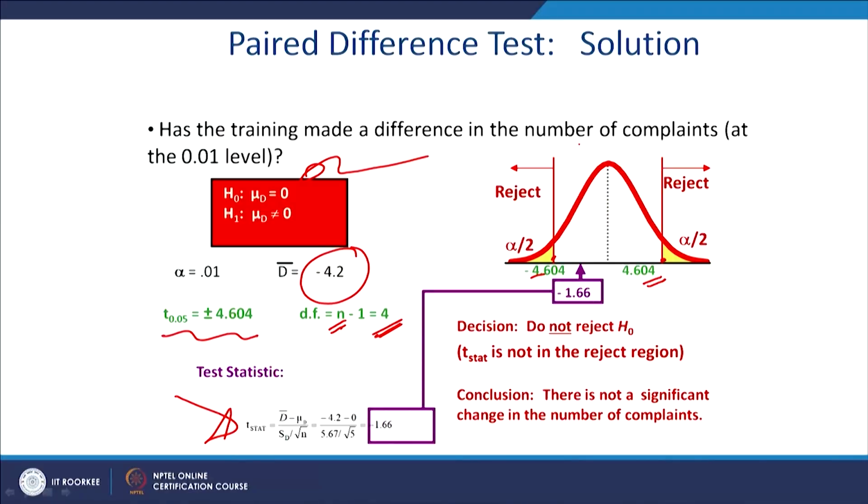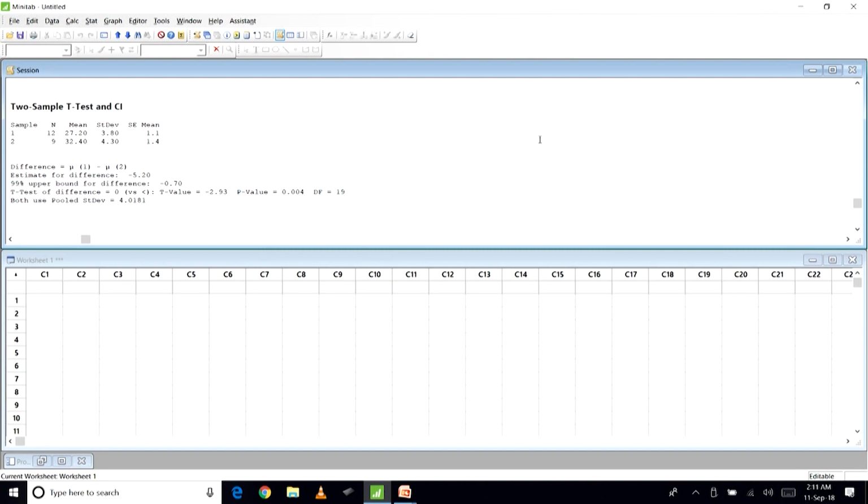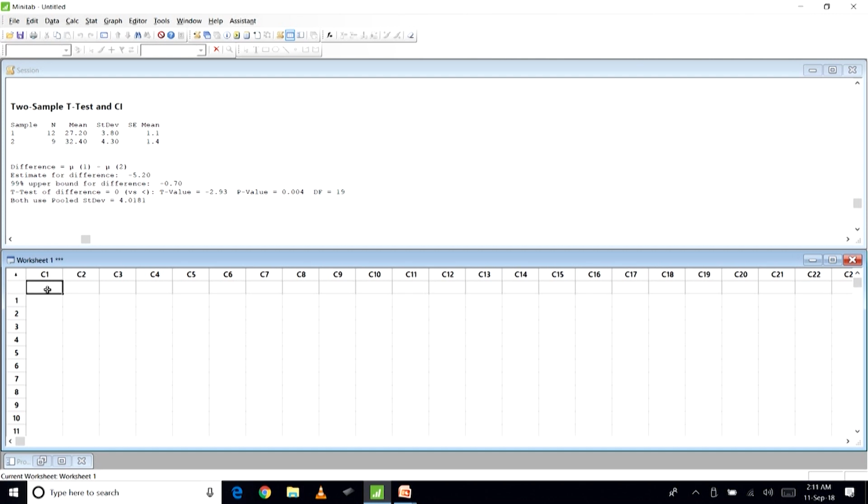So, we will work out the same example using Minitab software. So, here what we have done, we are not rejecting the null hypothesis, right. So, let us look at the data. These are the data set. So, let us work out this question using Minitab software. So, the first column is the number of complaints before sending employees for the training program, and after is the number of complaints after sales persons have received training, right.